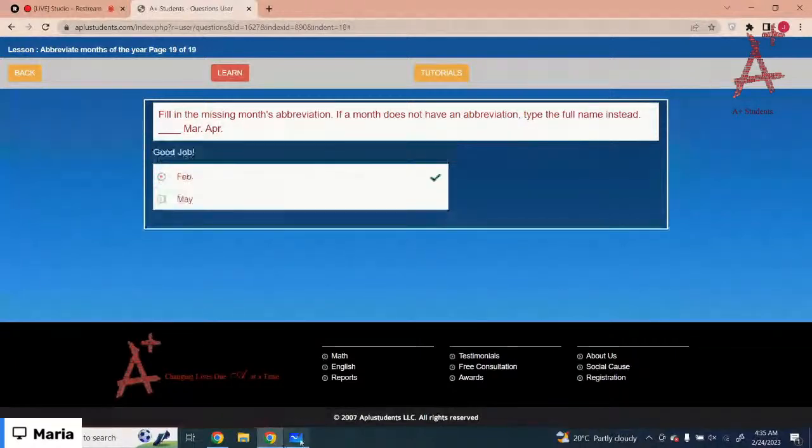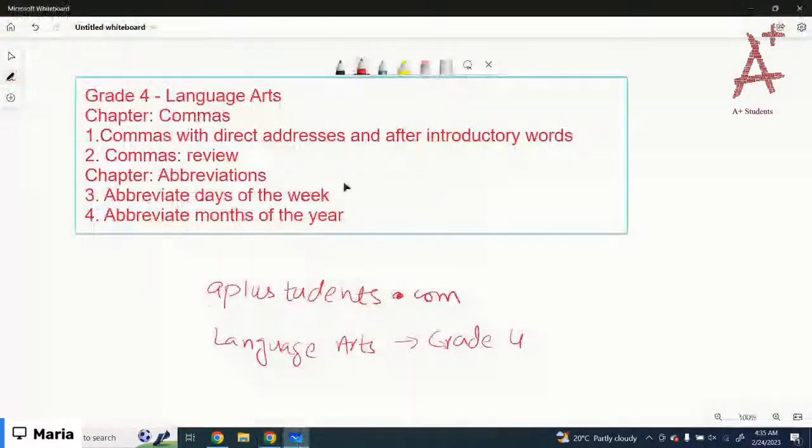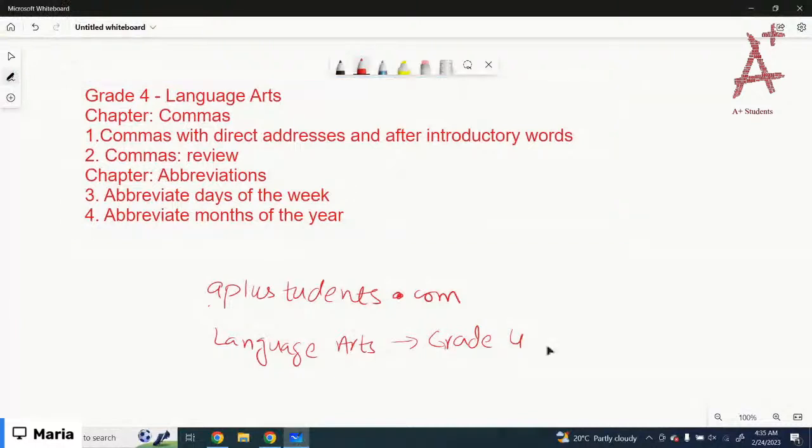We are done with the test. So we're working on grade 4 language arts. The chapter we completed is commas. The lessons are commas with direct addresses and after introductory words, then commas review. Then I've started a new chapter, abbreviations, and the lessons are abbreviate days of the week and abbreviate months of the year. So please make sure before the next session you complete all the test questions for the lessons we did today. If you need more help with any of the lessons, you can contact any tutor on Skype. They are available from Monday to Friday, 5 to 9.